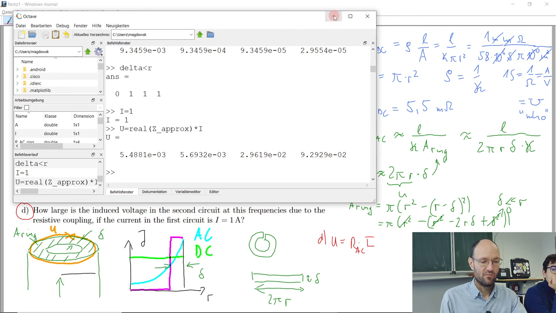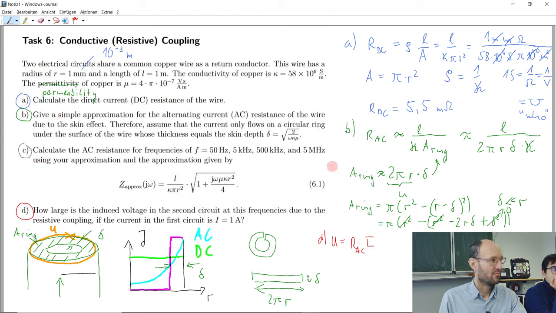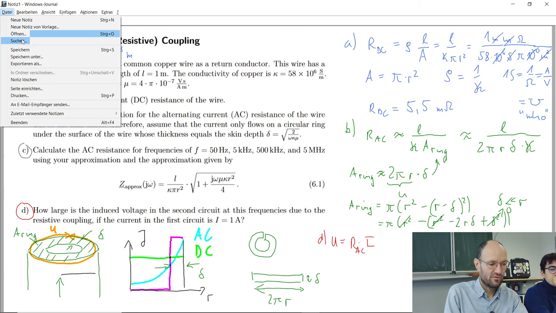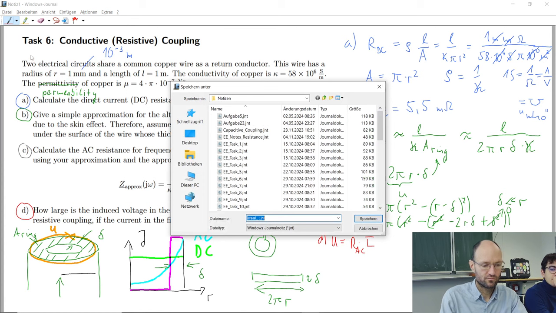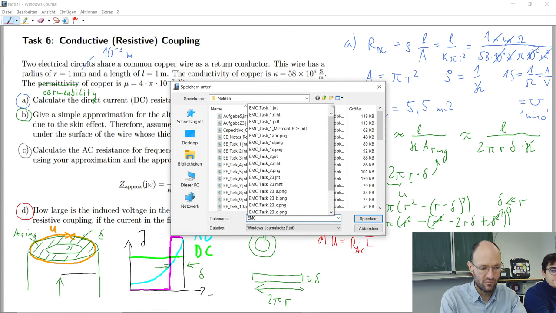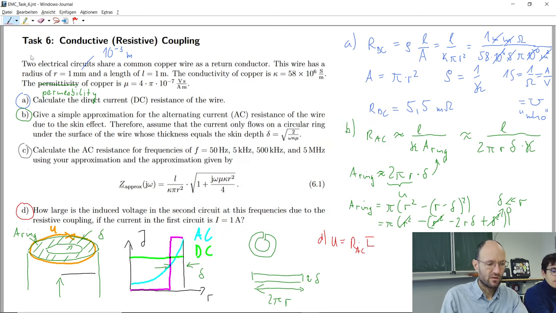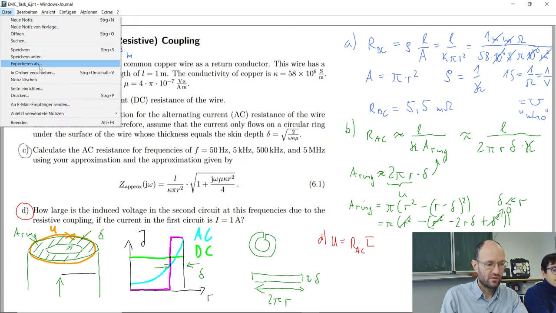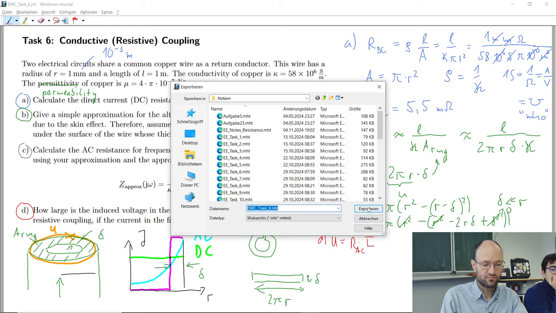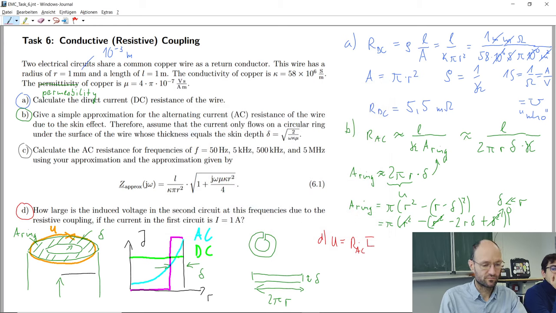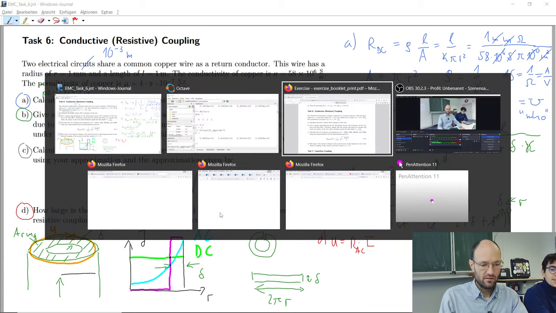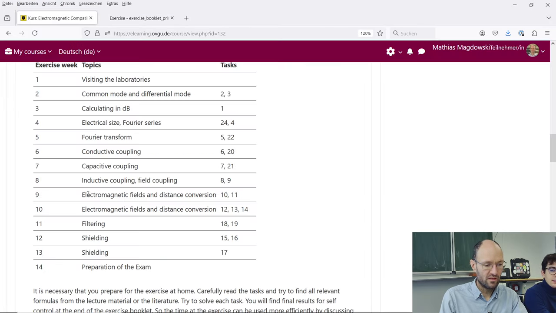Okay. Further questions related to this task? Then I will try to save this. So this would be EMC task 6. And I will also directly export this. And go back to the table.